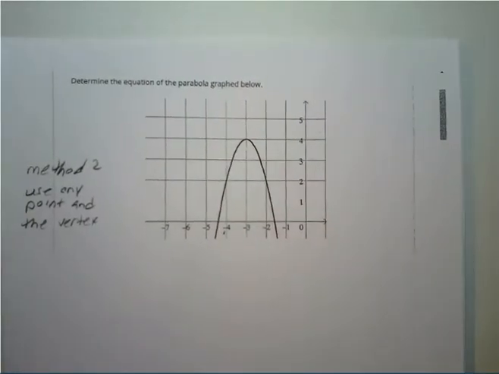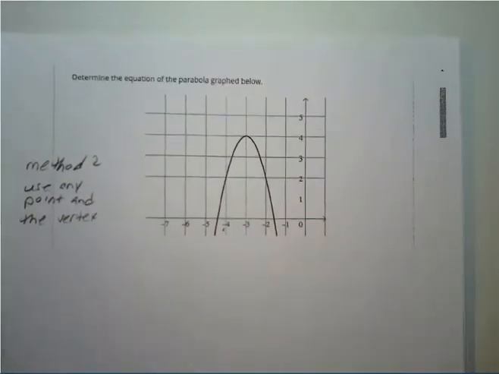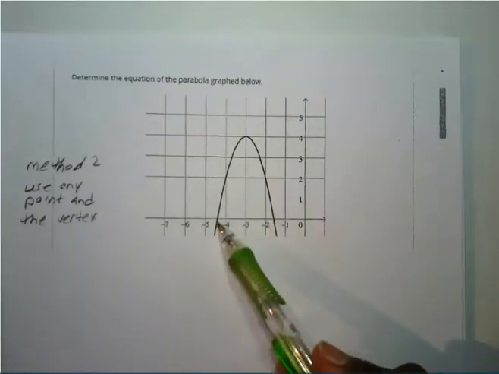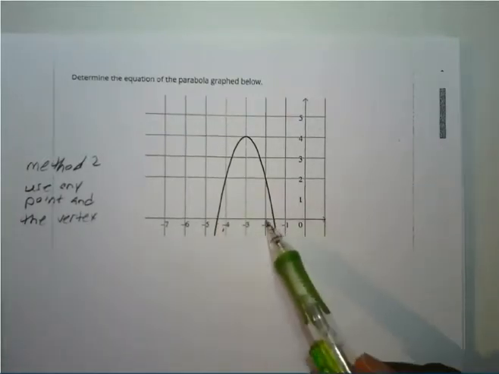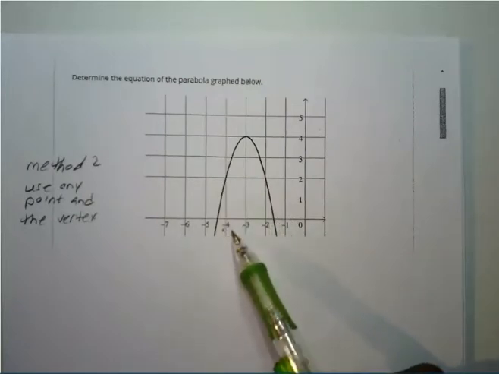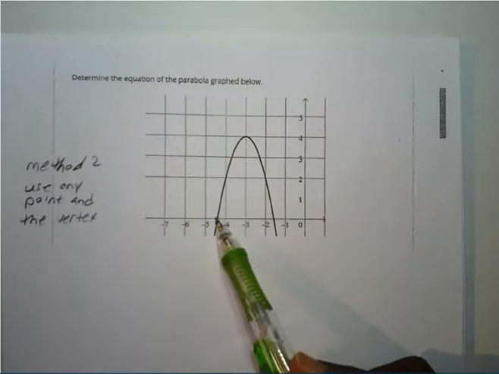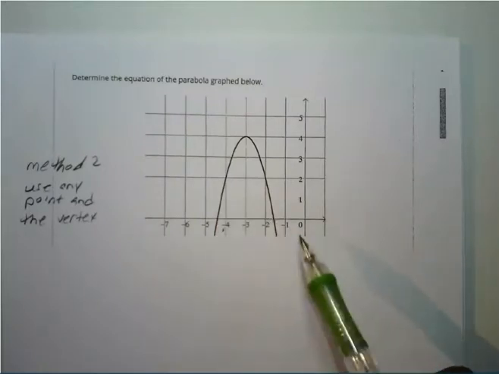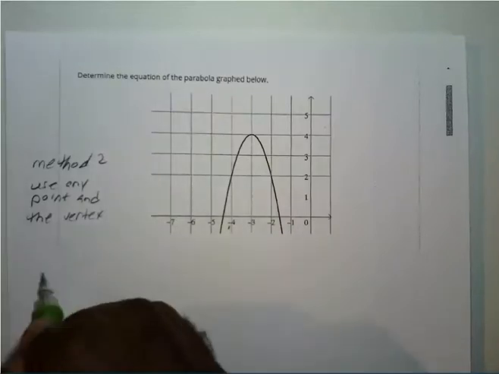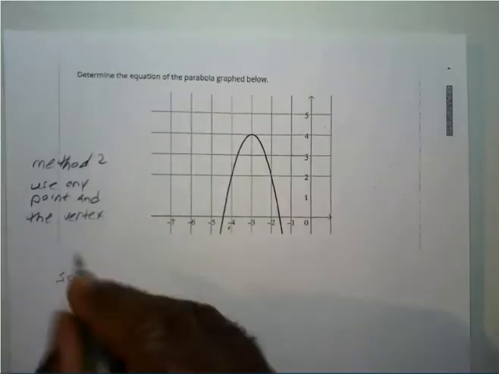It's just a matter of when they give you the x and y intercepts here, you see the x and y intercepts aren't perfectly on a -2 or -1. They're somewhere in between, so you can't be confident where the x-intercepts are. Whenever you have one like this and you don't know where the x-intercepts are, you want to use this method.